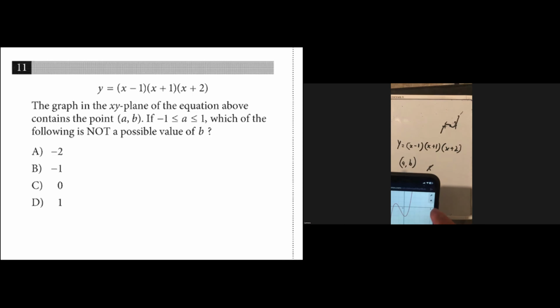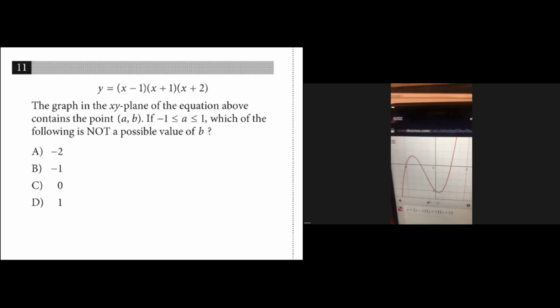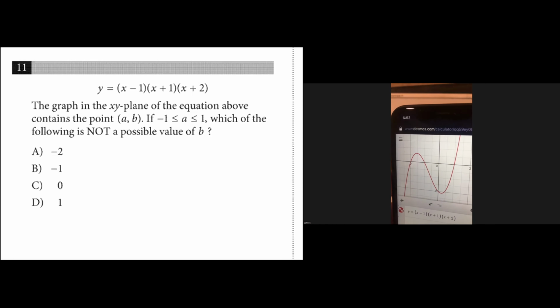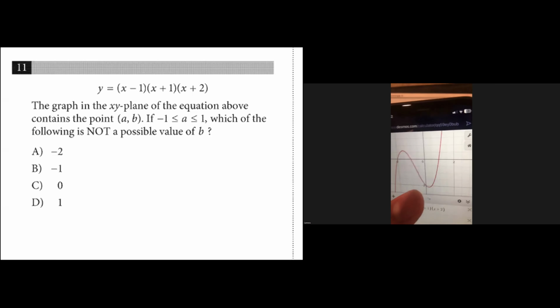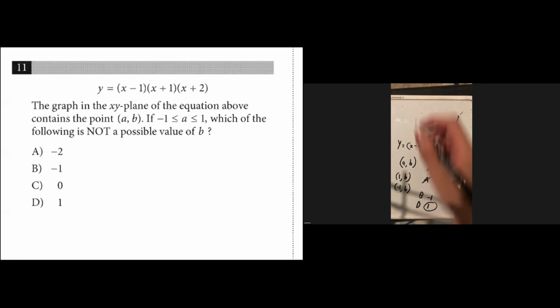Let me zoom in. So when you plug in -1, you get 0. When you plug in +1, you get 0. And when you plug in 0, you get -2. And as you can see, from -1 to, oh wait, I just realized. Wait, this is a lot simpler than I thought.